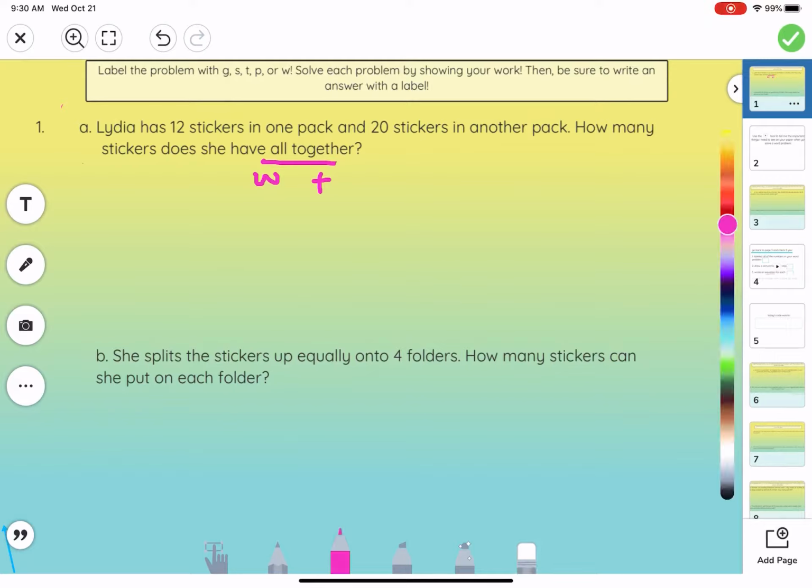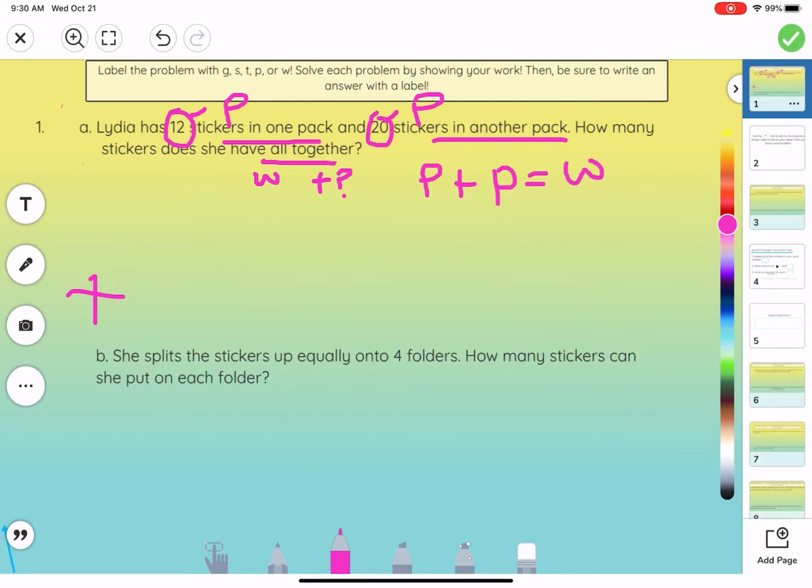So let's go back and look at the other information given. She has 12 stickers in one pack and 20 stickers in another pack. Those are not equal groups, 12 in one, 20 in the other. I think to figure out how many there are all together, I would just combine those two amounts or add. So I think 12 is part of her stickers and 20 is the other part of her stickers. And I know I would do part plus part equals whole to solve this.